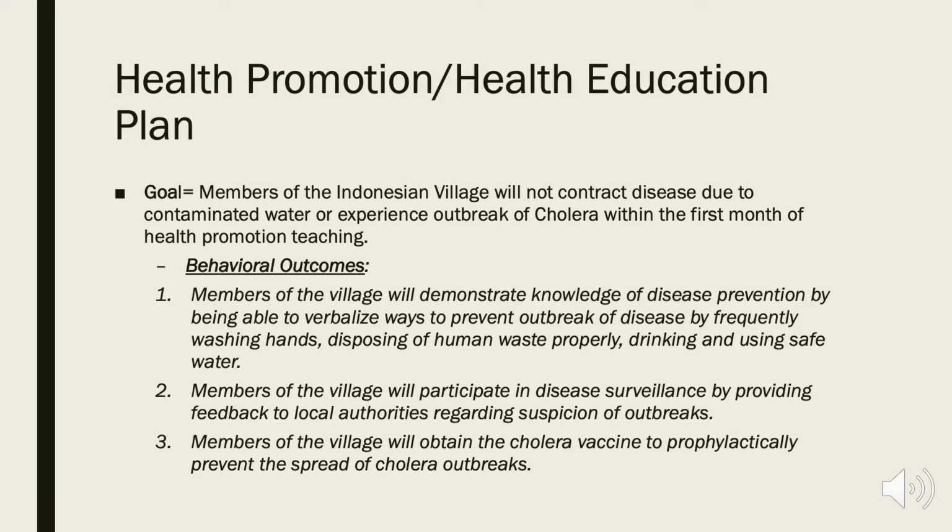The second way is that members of the village will participate in disease surveillance by providing feedback to local authorities regarding the suspicion of outbreaks. So members are playing an active role in keeping tabs on any suspicion of the outbreaks. And lastly, members of the village will obtain the cholera vaccine to prophylactically prevent the spread of cholera outbreaks.